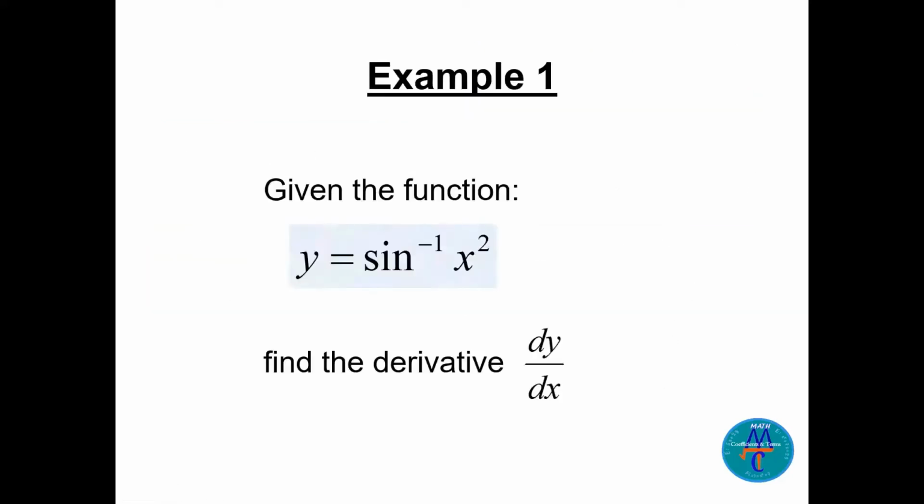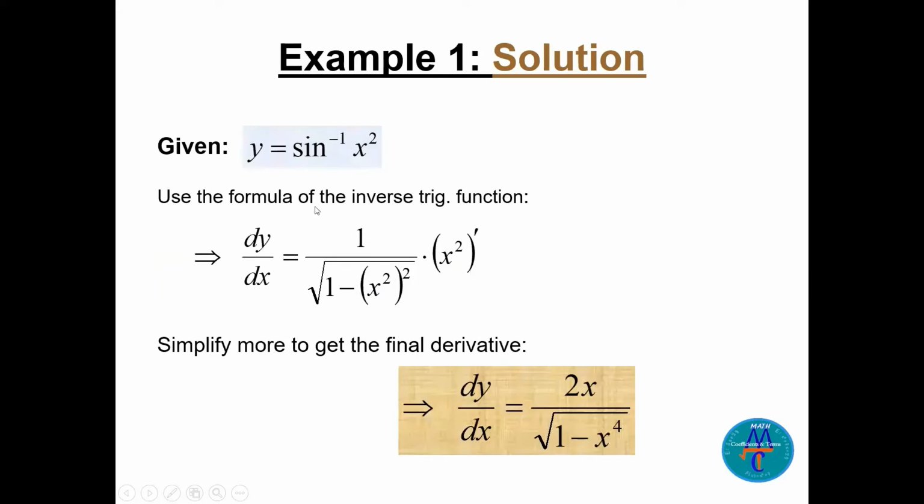Now let's look at example number 1. Given the function y equals inverse sine of x squared, let's find the derivative dy over dx. We can see here x squared is u. So we have to use the chain rule.